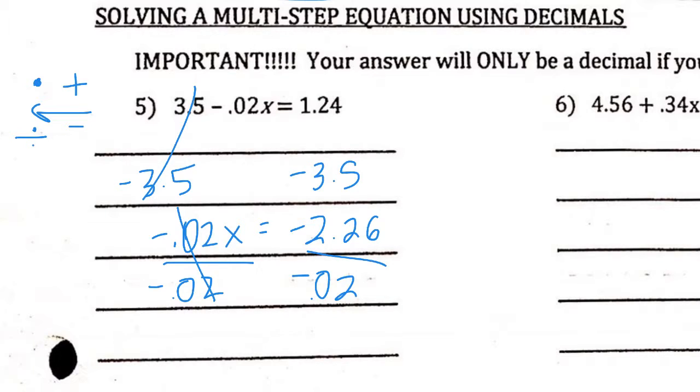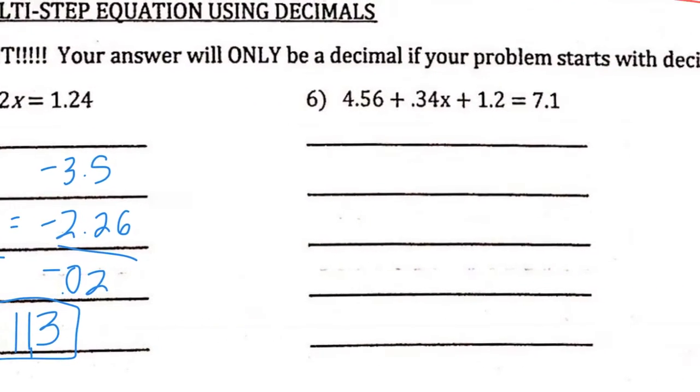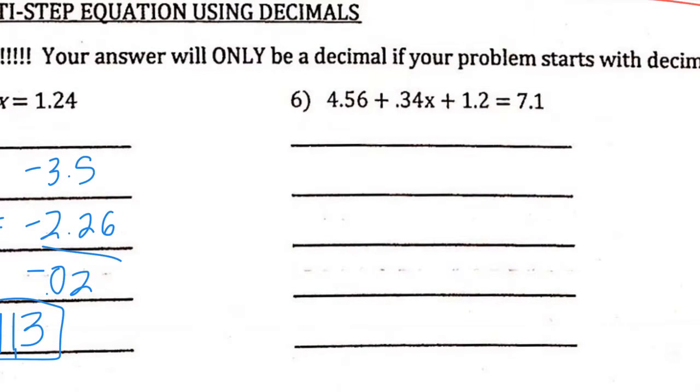And when that cancels out, I am left with x is equal to 113. Now, we started with decimals, but in this case, we got a whole number. So sometimes you will have a whole number as your answer when you are solving with decimals, and other times you will get a decimal answer.